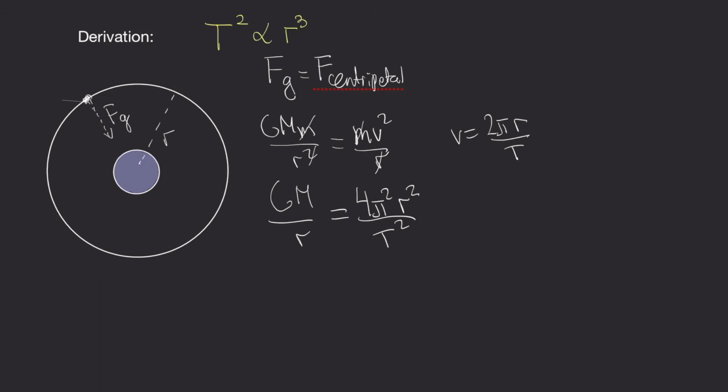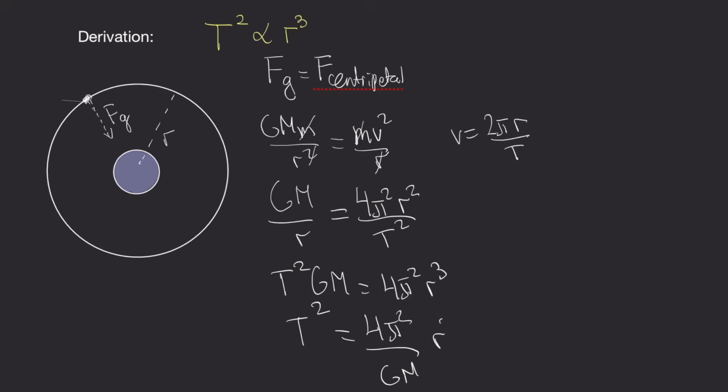And now we can just do a little bit of rearranging again. So we get T squared GM is equal to 4 pi squared r cubed. In other words, T squared is equal to 4 pi squared over GM times r cubed. And we have shown this yet again.